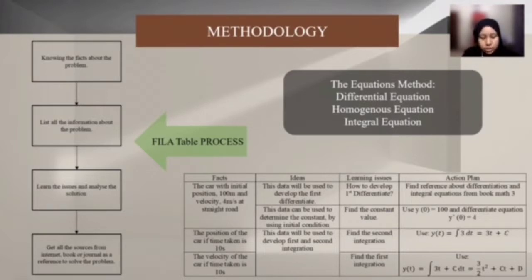Next, we take a look at our FILA table. The first fact about our problem is a car with initial position 100 meters and velocity 4 meters per second on a straight road. The second is the position of the car if the time taken is 10 seconds. The third is the velocity of the car if the time taken is 10 seconds.